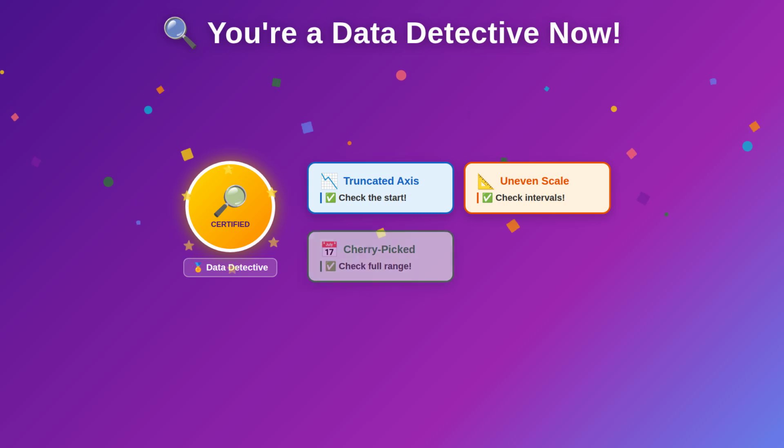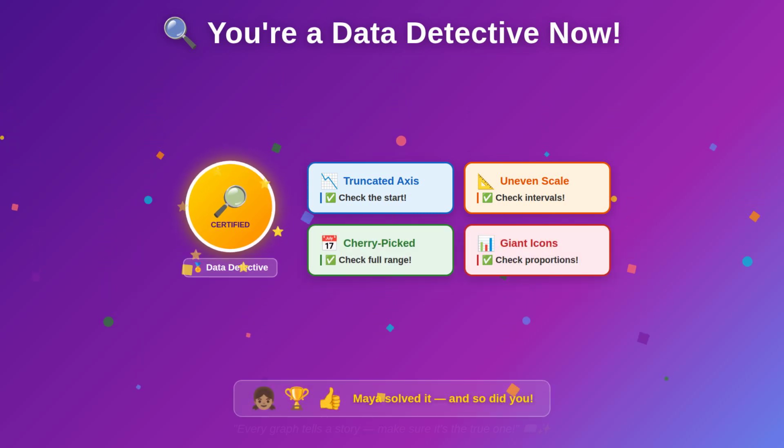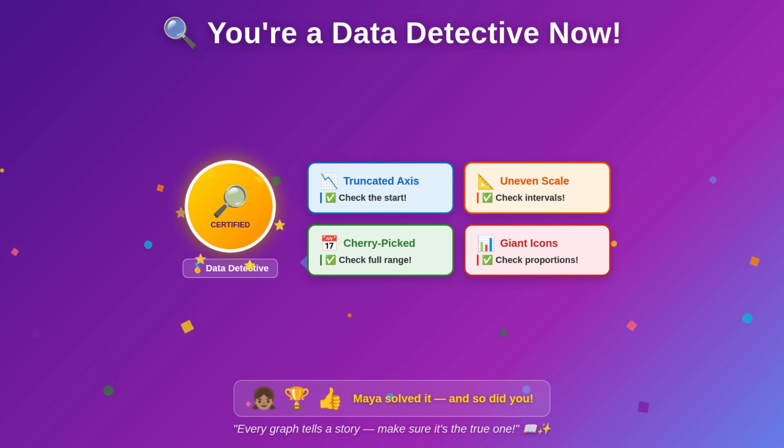That's our girl. Remember when Maya was staring at 2 graphs about the same data, totally confused about why they looked so different? Now she, and you, know exactly why. Graphs can truncate the y-axis to make small differences look huge. They can use uneven scales to fake explosive trends. They can cherry-pick time periods to hide bad data. And they can use oversized icons that exaggerate visually.